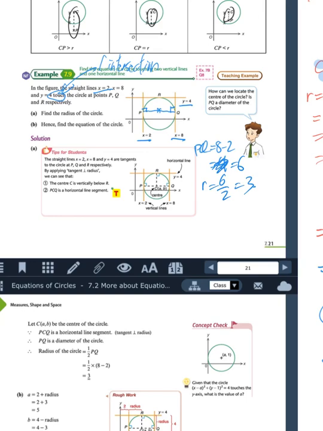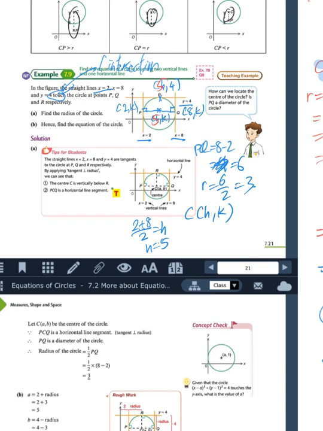What we need to find is the coordinate of center. Maybe I let the coordinate of center be (H, K). Then we know that the coordinate of P will be (2, K), coordinate of Q is (8, K), and coordinate of R is (H, 4). Since the center will be the midpoint of P and Q, then we can set up the equation (2 plus 8)/2 equals H. Therefore, H will be 5. If H is 5, I may write 5 here.